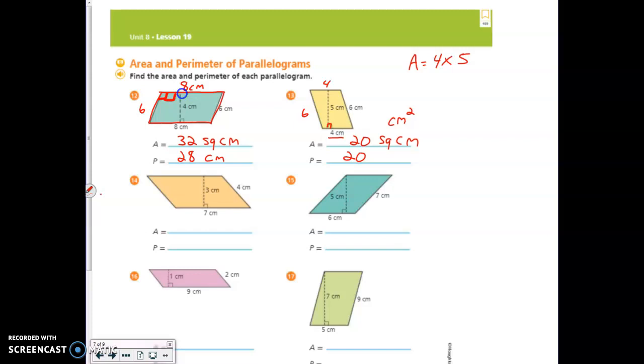But obviously the answer we're looking for is not the same, because in perimeter, I'm not looking for square centimeters, I'm just looking for centimeters. So the number's the same, but the label is not. So that's our distinction, and that's how we know those numbers are different.